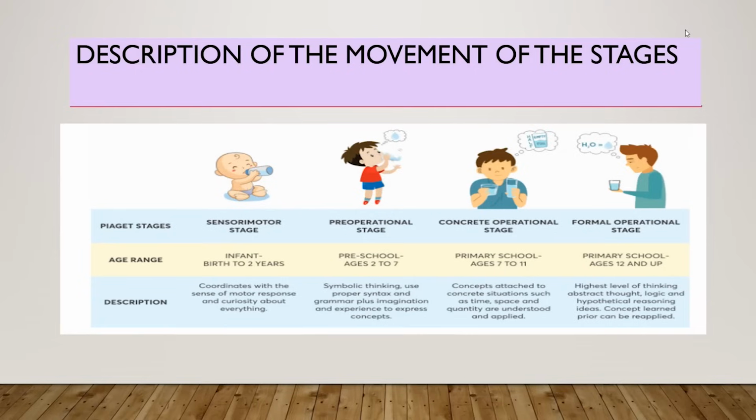You need to use a lot of concrete things in the teaching that you're doing. So children should have, at the 0 to 2 years, the infant stage, been able to use their senses, develop a sense of curiosity about everything, and be able to navigate their way around the world using their senses. At the preschool age, which is the foundation phase that we're dealing with, preschool children between 2 to 7 should be able to use symbolic thinking, proper syntax and grammar, plus imagination and experience to express concepts.